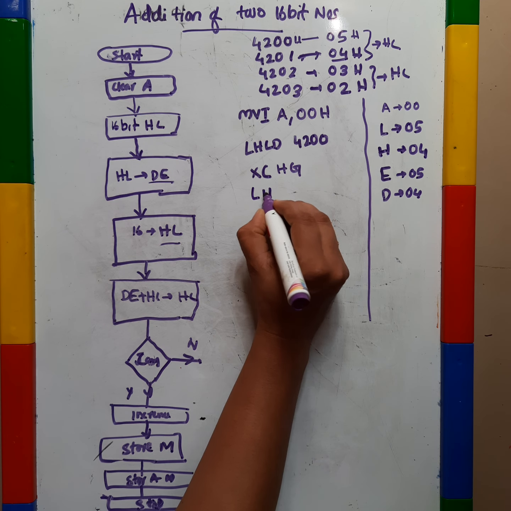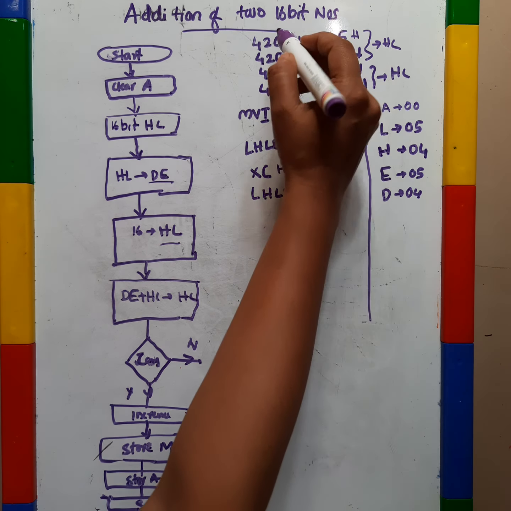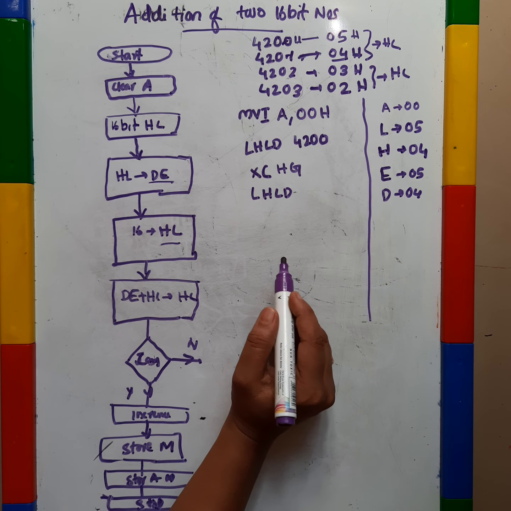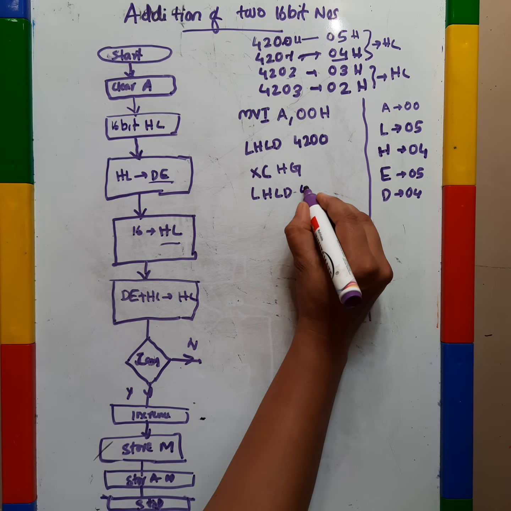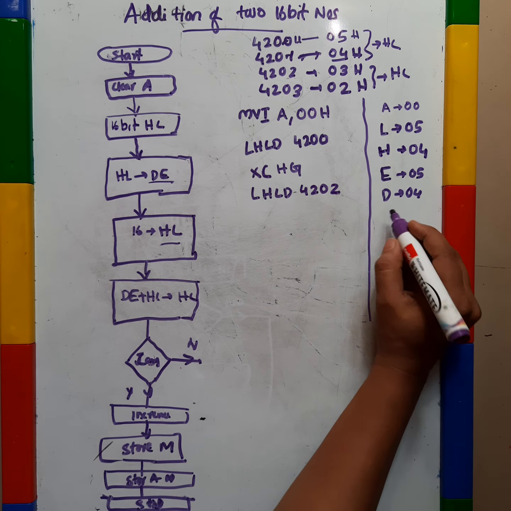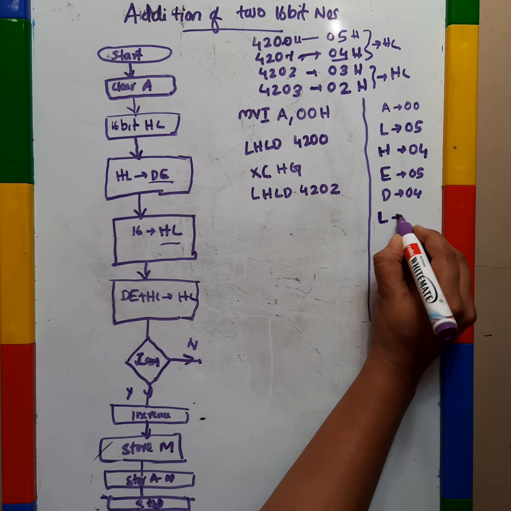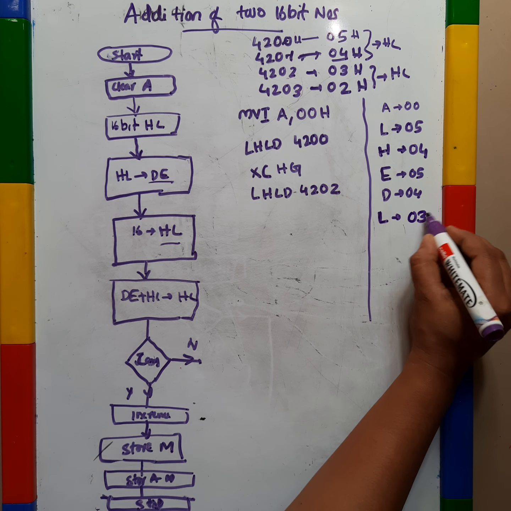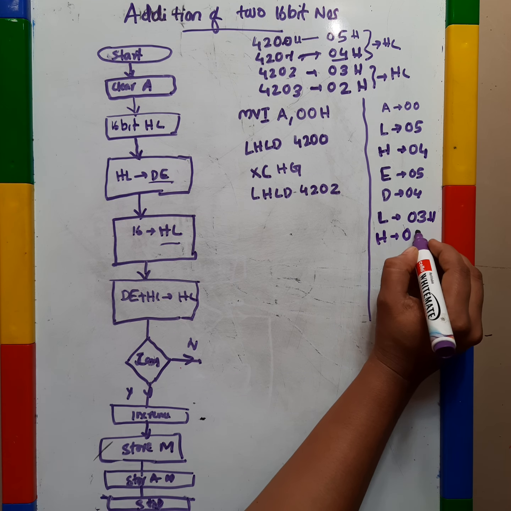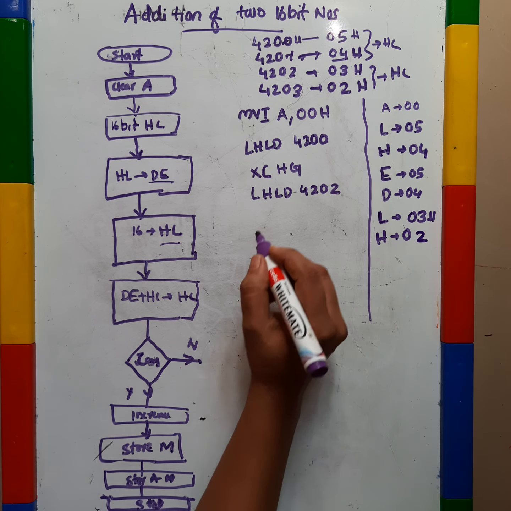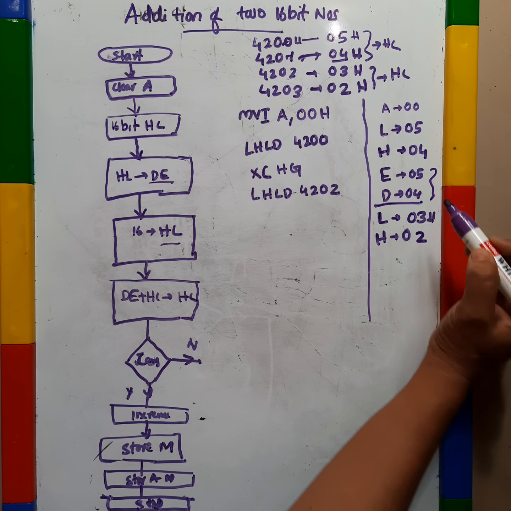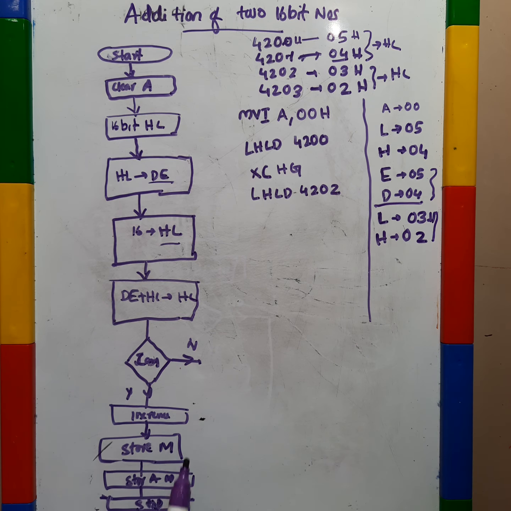So for that I will use LHLD. Now 4200 and 4201 data I have already loaded. Now I want to load 4202 data. After execution of this instruction, the content of L register will be 03H and content of H register will be 02H. Okay, now we are having one 16-bit data in DE and one 16-bit data in HL pair.